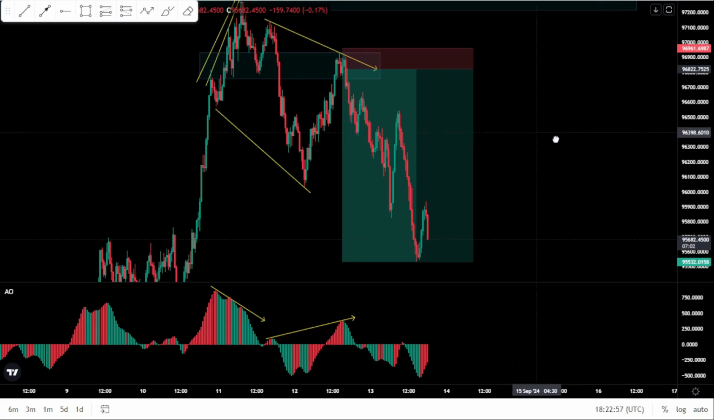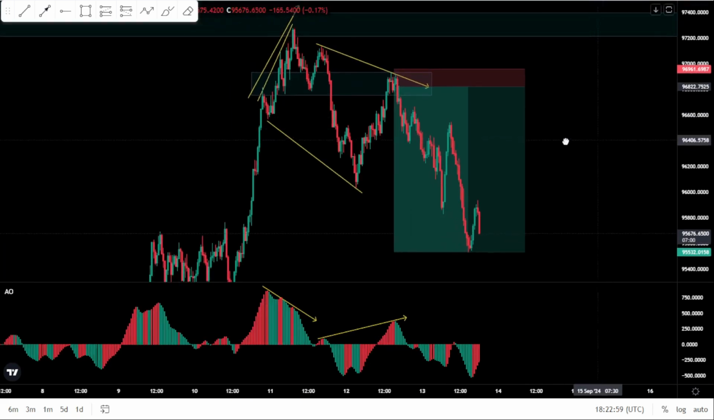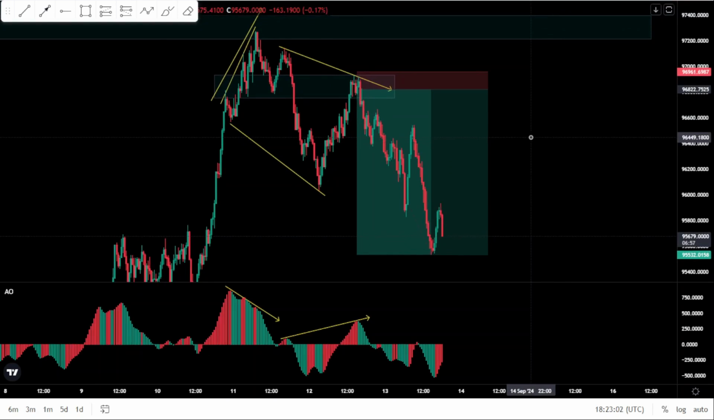So it's as simple as that, guys. It's as simple as that. That is how we trade the QM patterns.